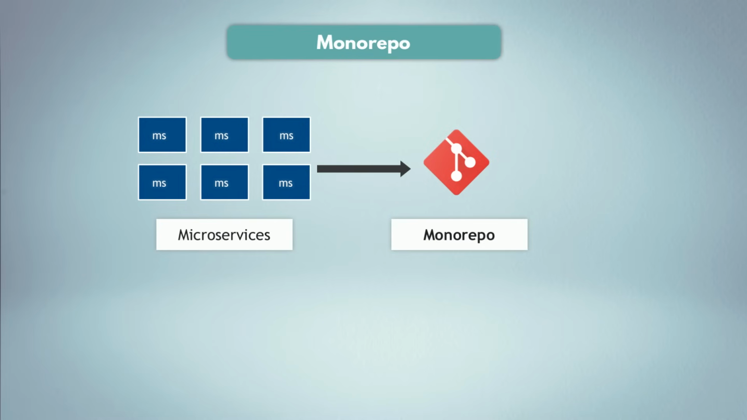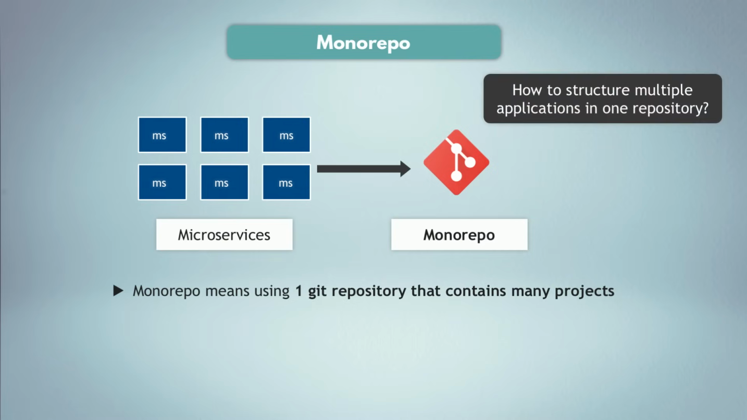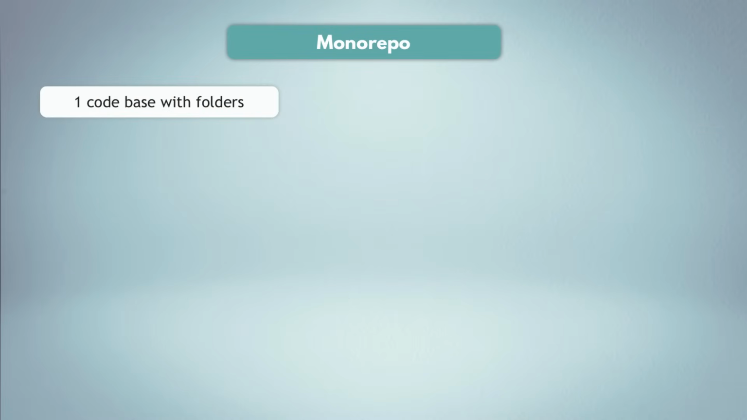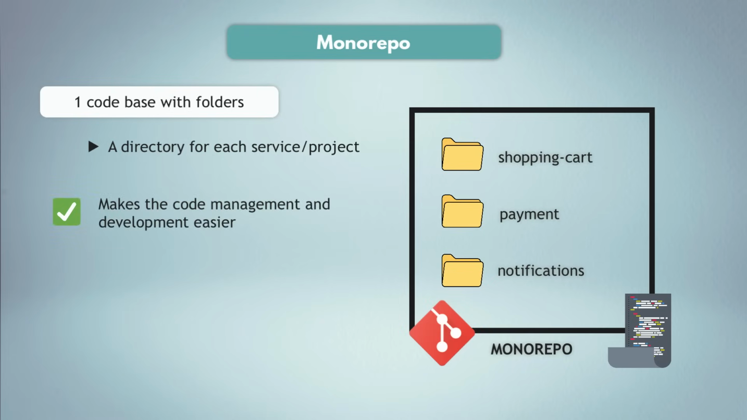So Monorepo, or single repository, is having one GitLab repository for all the services. So we would create one project for a monorepo. So what's the difference here? Or how do we structure multiple micro applications inside one application repository? Well, a common way is using folders. So you have folders for each service, like shopping cart, payment, notifications, etc. And all the code for those services are in those respective folders. And having a monorepo, meaning all the services still in one repository, makes the code management and development easier because you only have to clone and work with one repository.